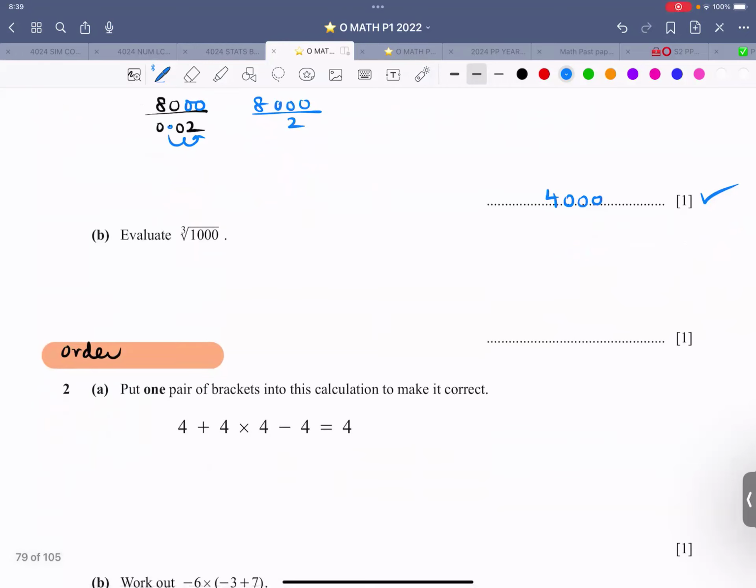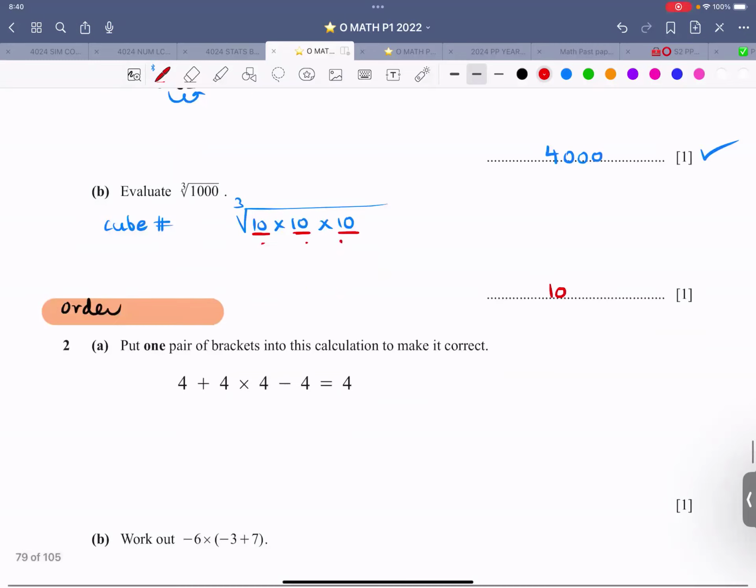Evaluate the cube root of 1,000. We know the answer is 10, but let me just focus on cube numbers. This is 10 into 10 into 10, and then we are taking the cube root. What it means is that the same number, since it's appearing thrice, it will just become 1. So that is the concept of cube numbers. We will be using the concept of square numbers over here.